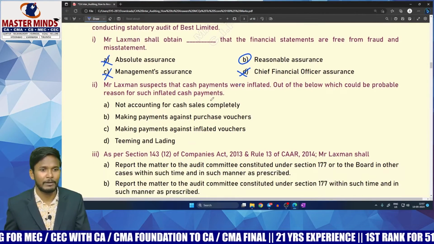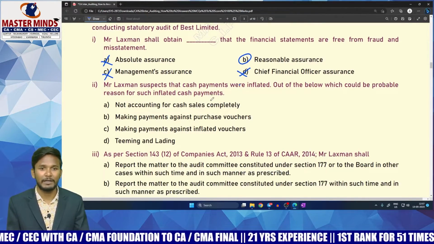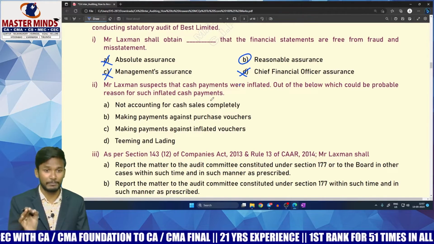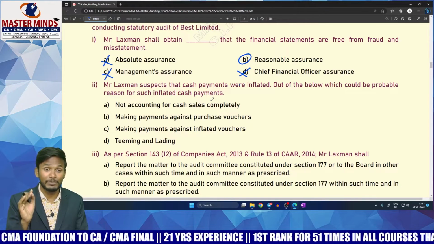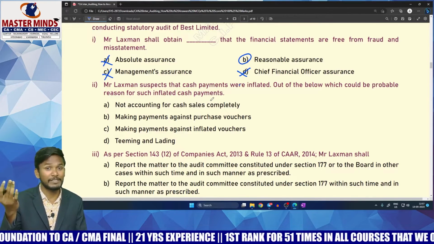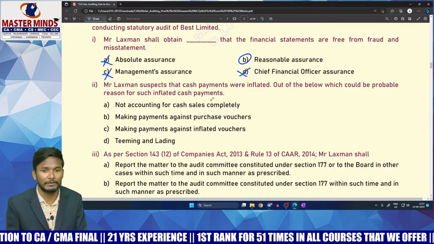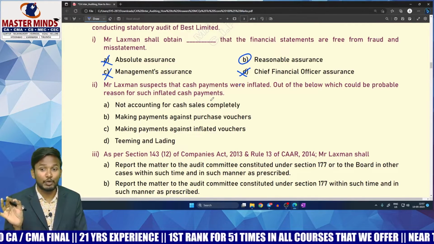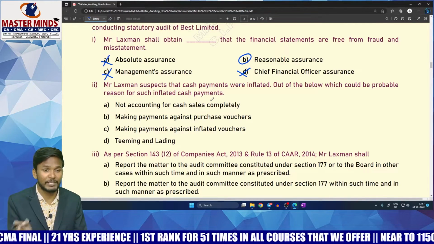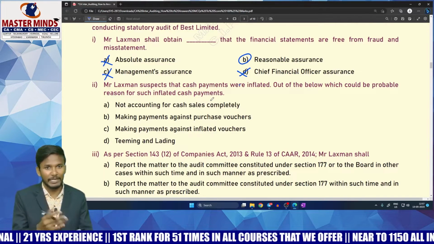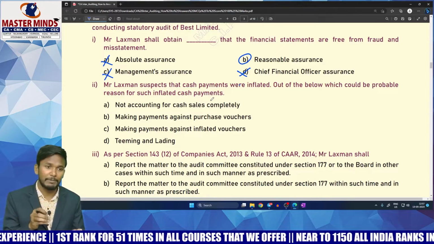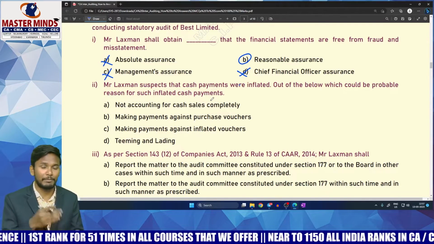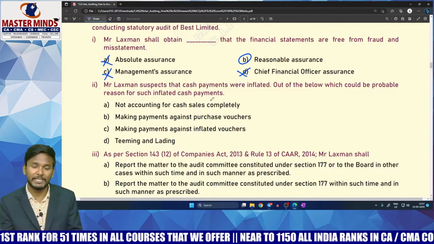Next one. Mr. Lakshman suspects that cash payments were inflated. Very important. Observe carefully. Receipts or payments? They are talking about payments were inflated. Out of the below, which could be a probable reason for such inflated cash payment? They are telling cash payments are inflated, but what could be the reason? Sir, cash payment inflation means they are talking about some purchase or sales. Obviously, purchase and expenditure related.